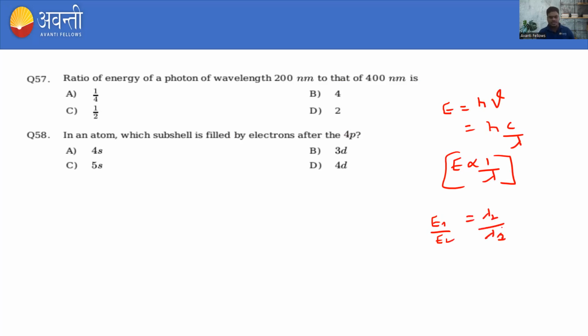They are inversely proportional to each other now. This comes out to be 400 divided by 200. So this comes out to be 2. So 2 is the correct answer for this question. Now, move to the next question, that is question number 58.